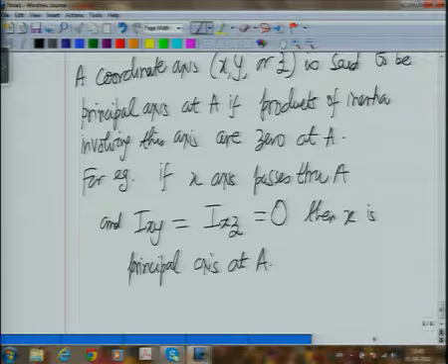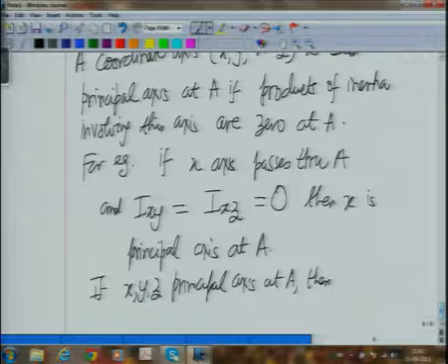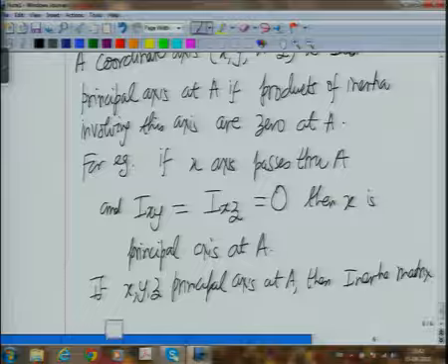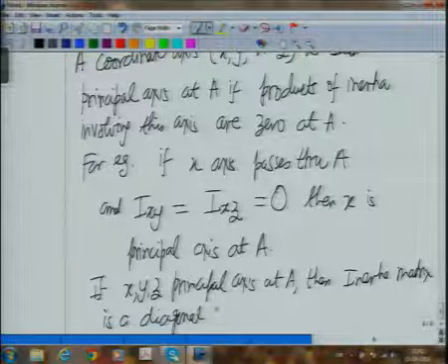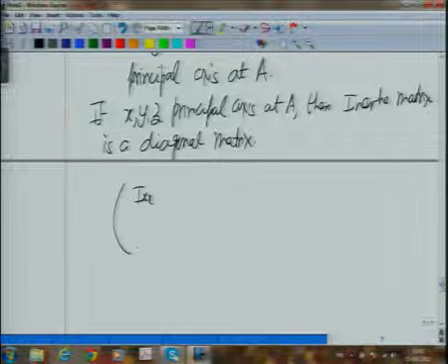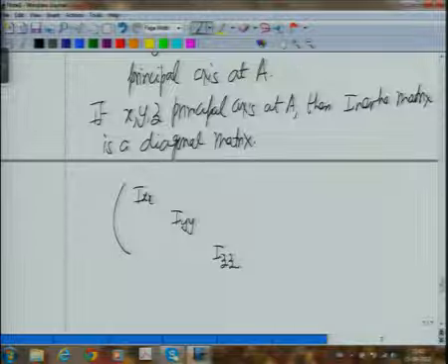So, if x, y, z are principal axes at A, then the inertia matrix is a diagonal matrix. It becomes Ixx, Iyy, Izz.